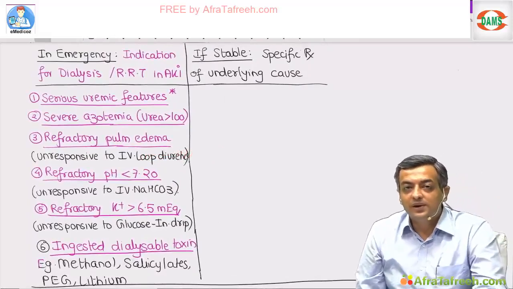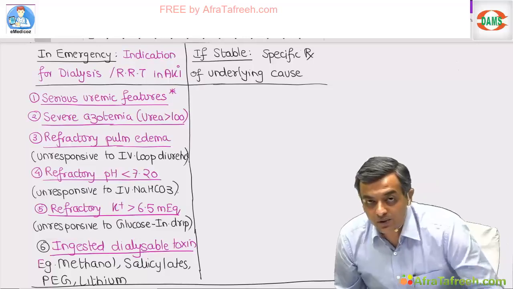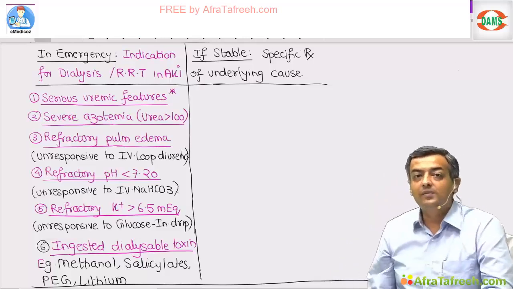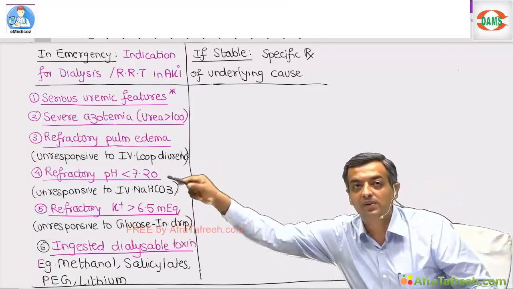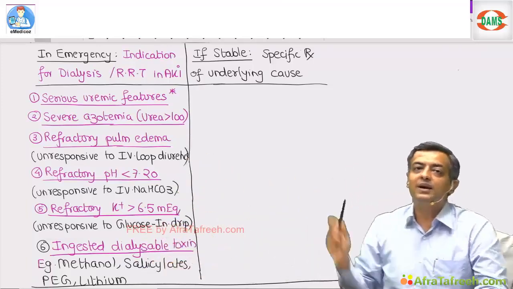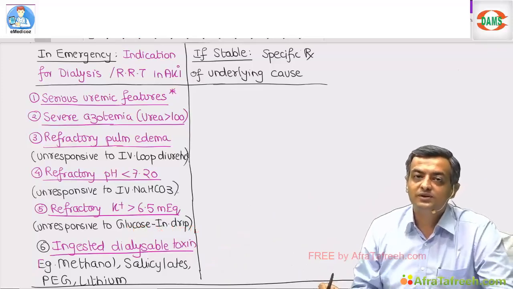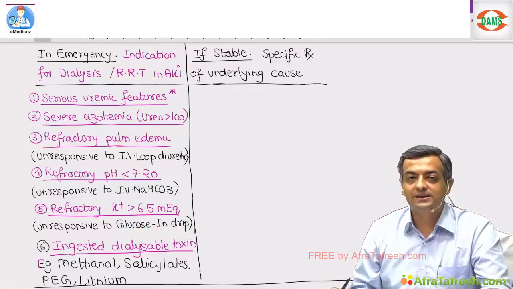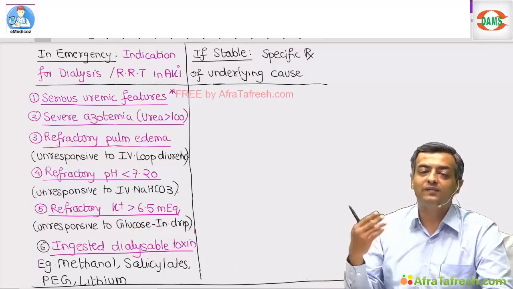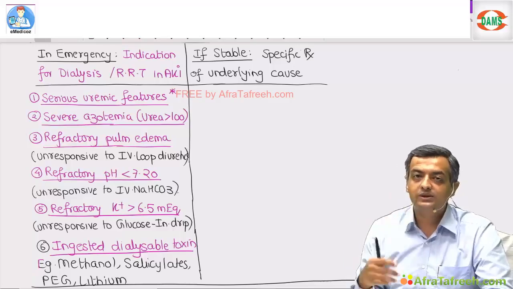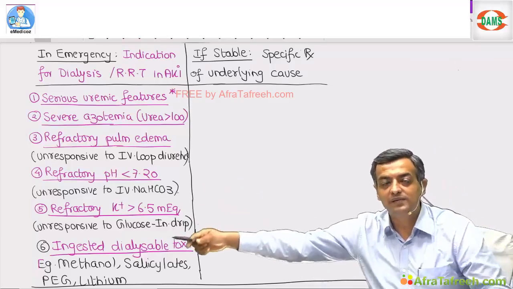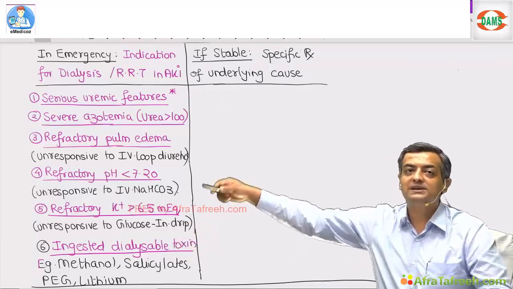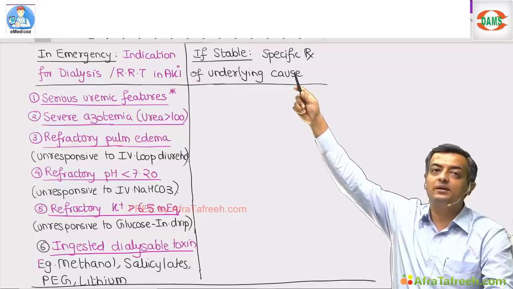So a patient of acute kidney injury comes to your clinic, you will admit the patient. If the patient has any one or more of these life-threatening manifestations, what is your first treatment? Dialysis. First step is to do dialysis. Then you evaluate for the underlying cause and start the appropriate treatment. But if none of these parameters are there, what will we say? Patient is stable. Okay?